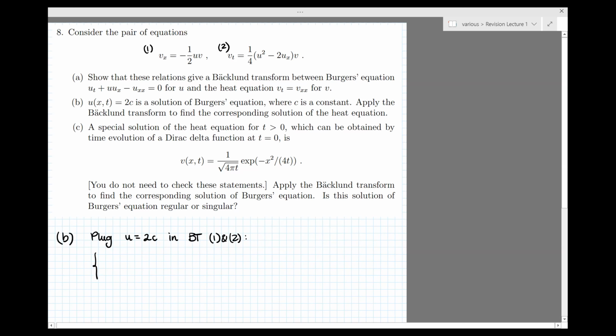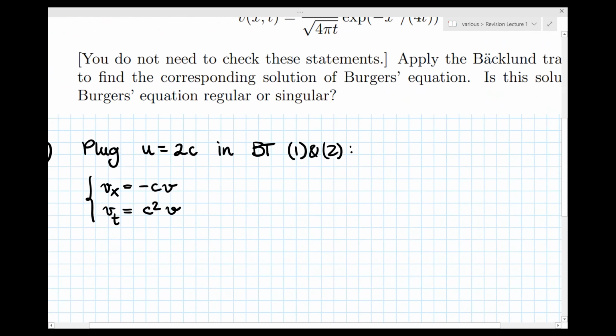So the first one is Vx equals minus 1/2 u times v, so that's minus c times v. And the second equation is Vt equals 1/4 times u squared, that's 1/4 times 4c squared, and we get minus 2ux, but u is equal to a constant, so the derivative is 0. And so we get 1/4 times 4c squared. So that's c squared times v. So that's the system that we want to solve.